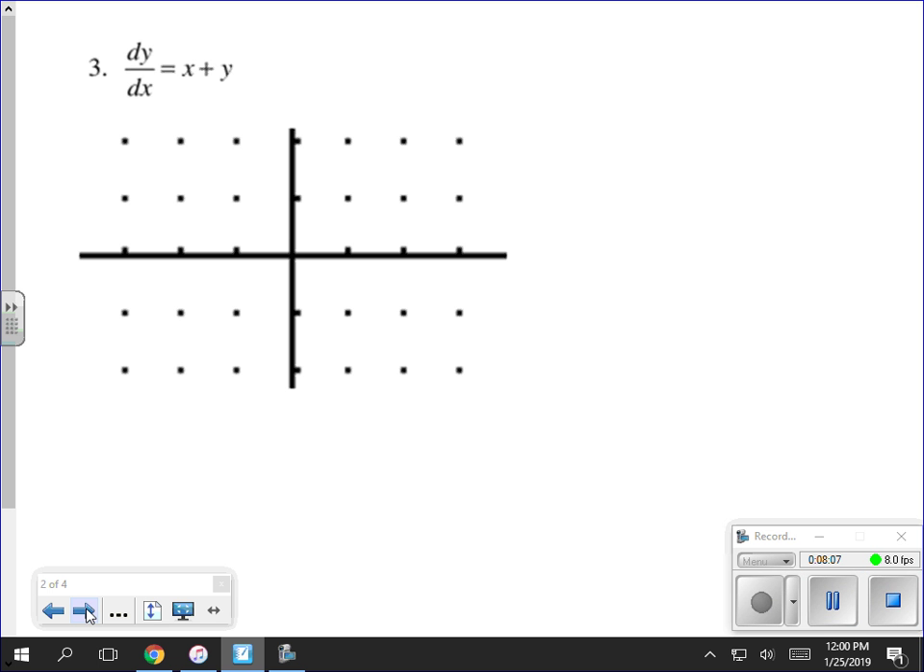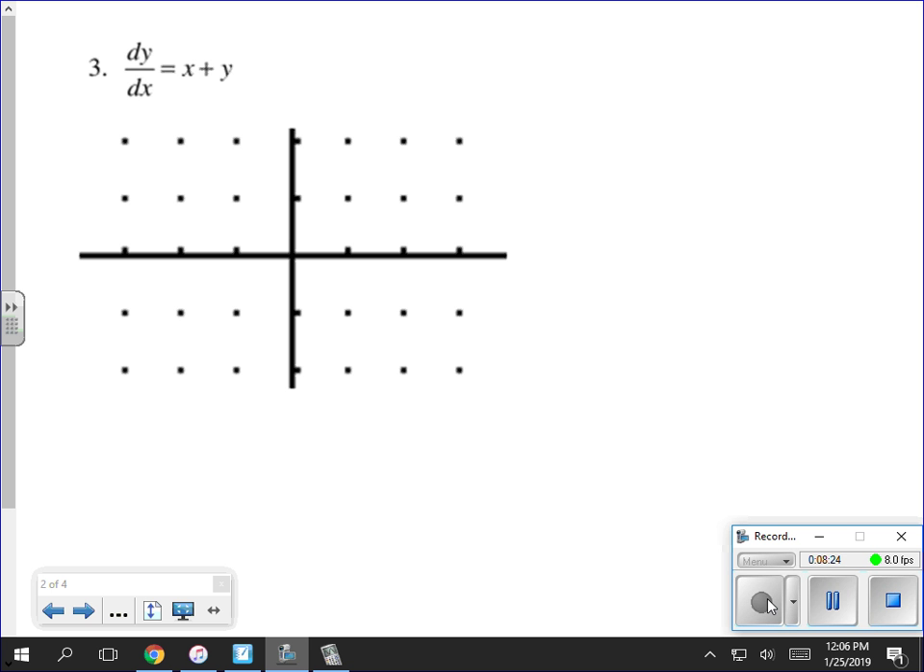Okay, your turn. Plot the slope field. You'll go back and do 2 on your own. I want you to do 3 now. Don't worry.